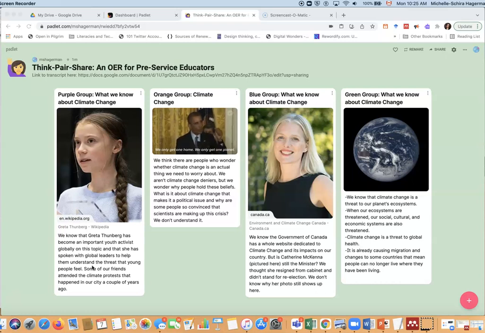The comments function can be enabled in Padlet to allow everybody to comment on every other pair's ideas, or if you're working in person, the Padlet wall could be projected and a full group discussion could address each of the shared insights from these groups.